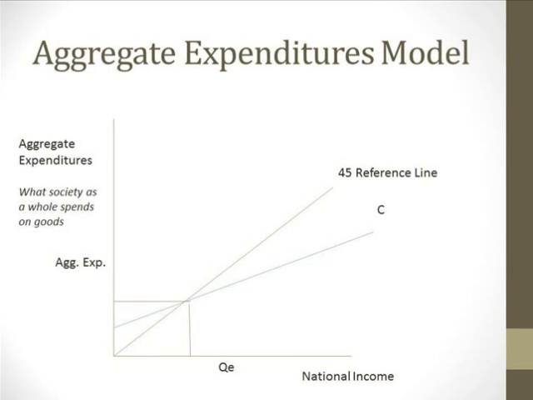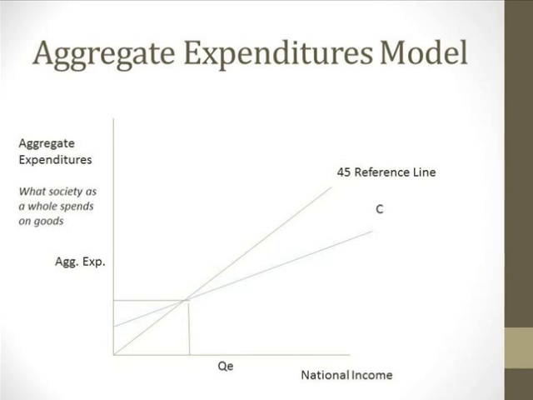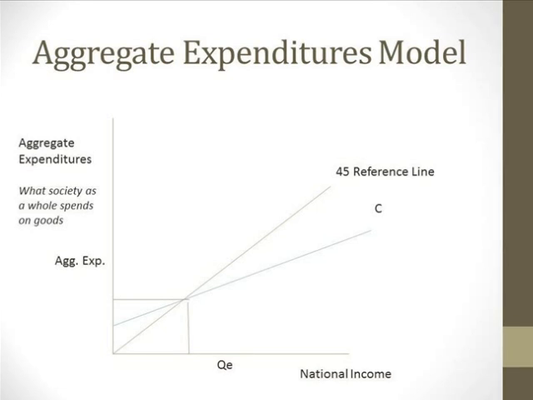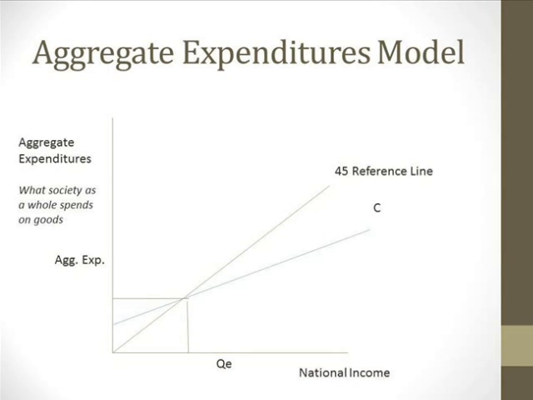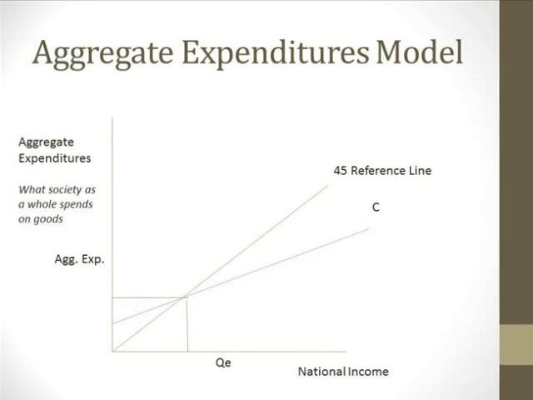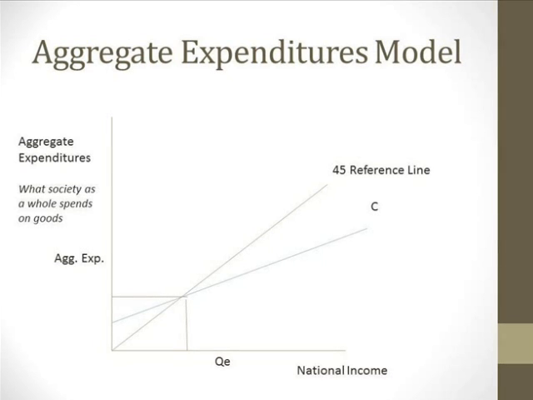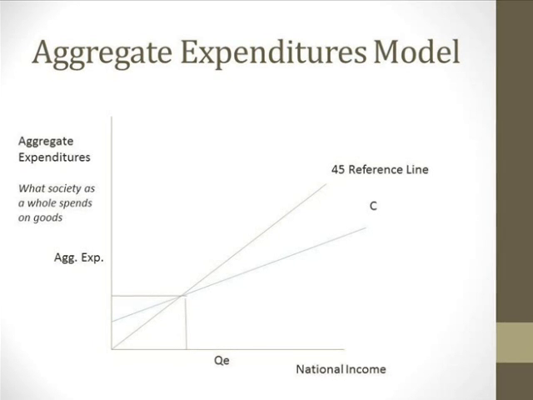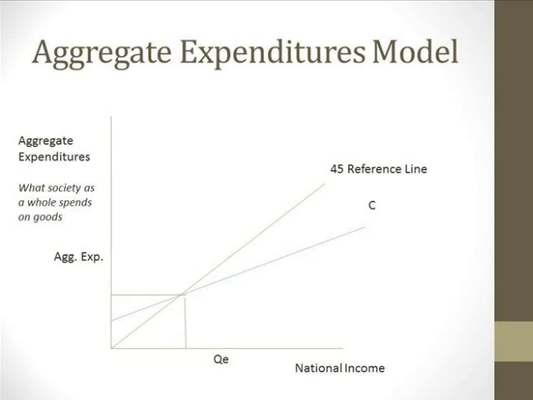Do note that on the x-axis, it is national income. So once we add IG, XN, and G, we change it to real GDP, but the AP test may draw it as national income if they're just talking about consumption. So just be aware of that.